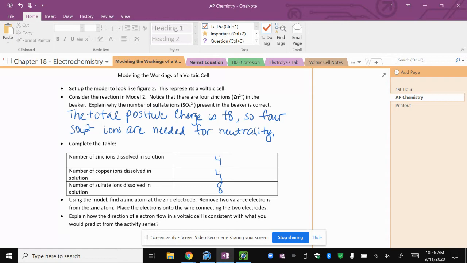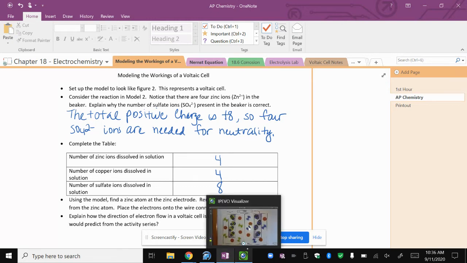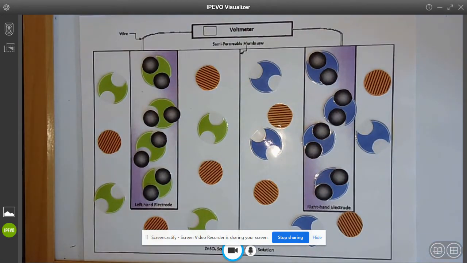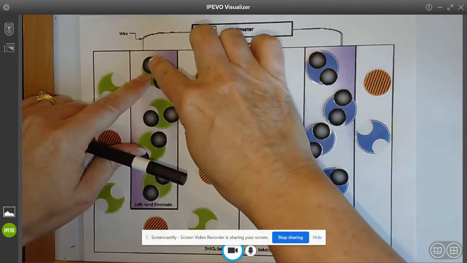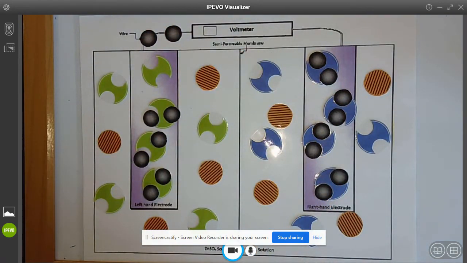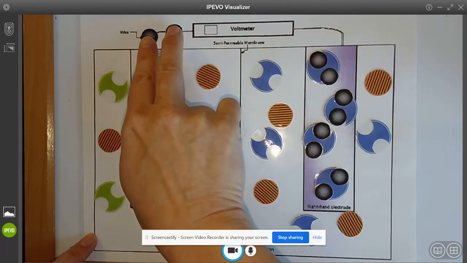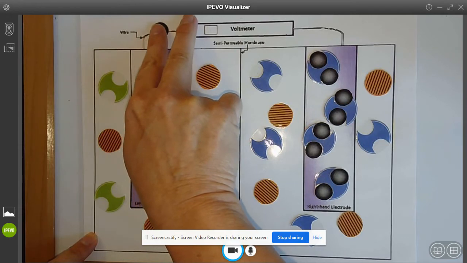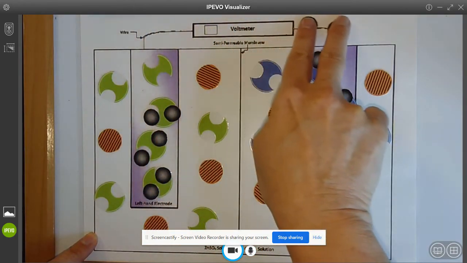Then we're going to go back to our model, and we're going to follow directions. Okay, so my directions say we are to find a zinc atom at the zinc electrode, and we are to remove 2 valence electrons. All right, so the electrons are the little black circles. So I'm just going to use this one that's on the top. We're supposed to move our electrons to the wire. And so our electrons are going to move through the wire from our zinc solution to our copper solution.